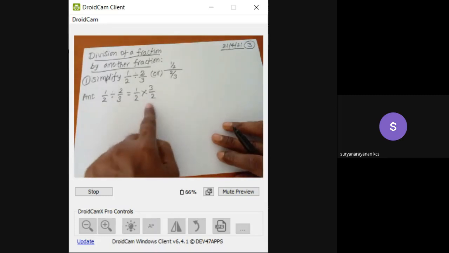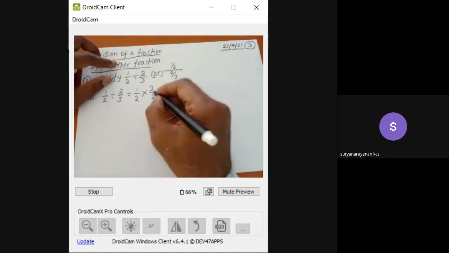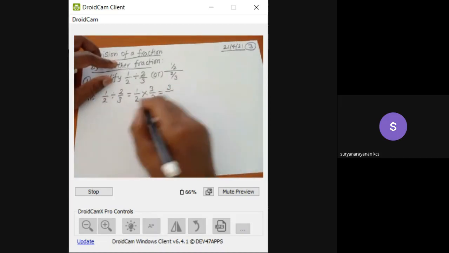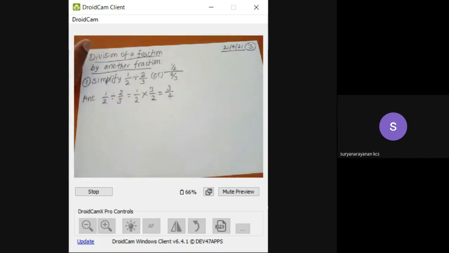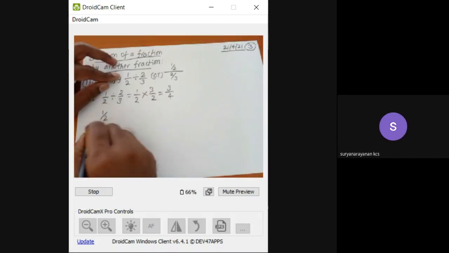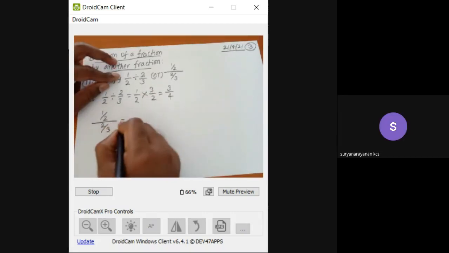Now we follow the multiplication rules. How do you multiply these two fractions? 1 3s are 3, 2 2s are 4, so 3 by 4.